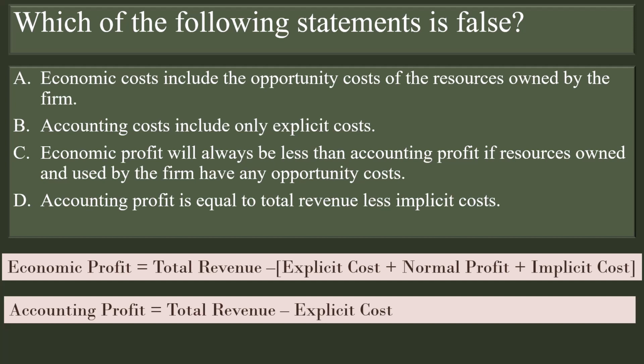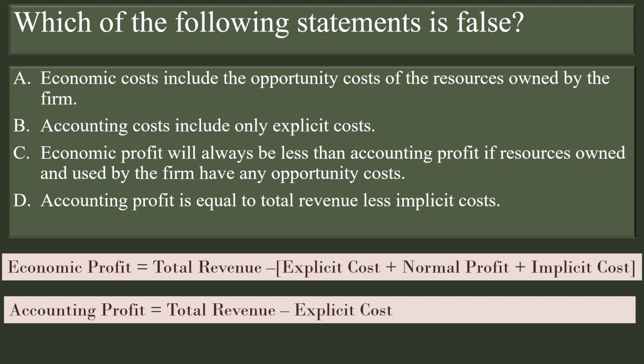Economic costs include the opportunity costs of the resources owned by the firm. The opportunity costs of the resources owned by the firm refers to implicit cost. So, economic costs include implicit cost, that is a correct statement. Accounting costs include only explicit cost. This is true. Economic profit will always be less than accounting profit if resources owned and used by the firm have any opportunity costs. Opportunity cost is nothing but implicit cost.